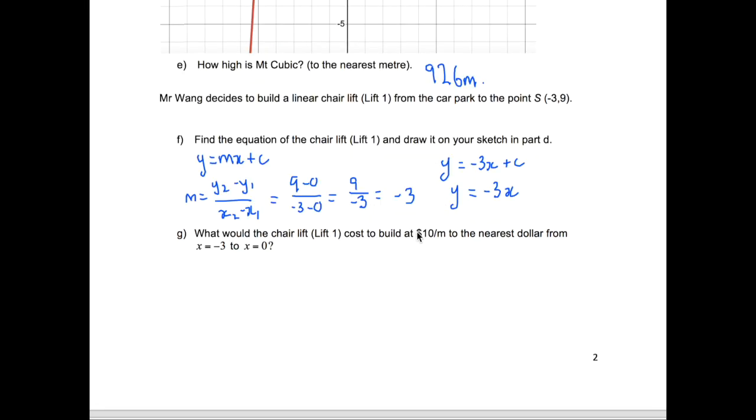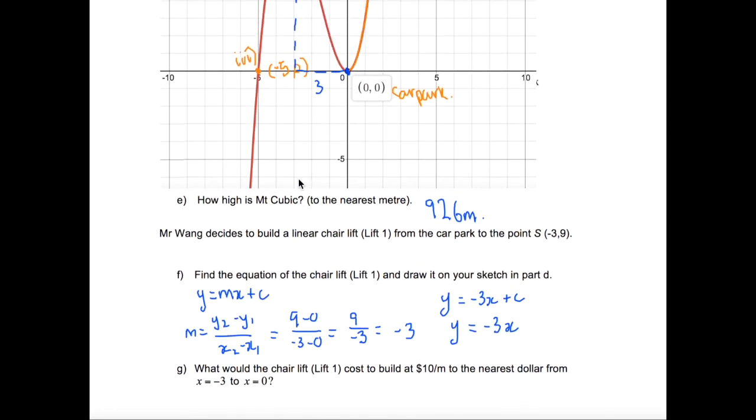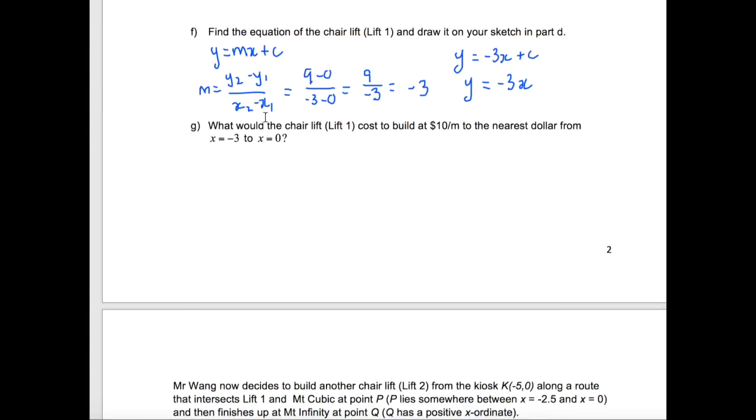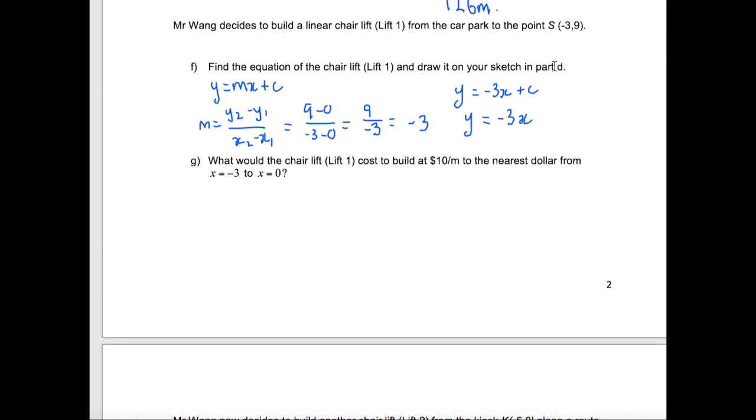What would the chairlift cost to build at $10 per meter to the nearest dollar from x equals negative 3 to x equals 0? Okay, essentially what that question is asking is the length of this line. The length of this line is the hypotenuse of a triangle with the height 9 and the length 3. So let's do a little diagram. This is 9, this is 3. We know using Pythagoras, c squared is equal to a squared plus b squared. So c equals the square root of 3 squared plus 9 squared.